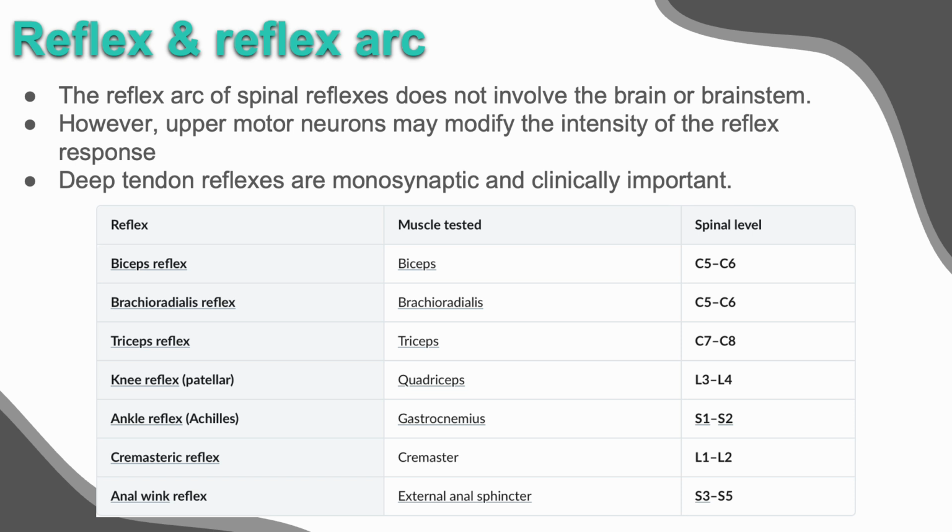The reflex arc of spinal reflexes does not involve the brain or the brain stem. It is completely dealt with in the spinal cord. However, upper motor neurons may modify the intensity of the reflex response. Deep tendon reflexes are monosynaptic and are clinically important. So let's take the knee reflex or the patellar knee reflex. The muscle that is tested is the quadriceps muscles, and the spinal level that is tested is the L3, L4 spinal level. And the same goes for any other reflexes in this chart.